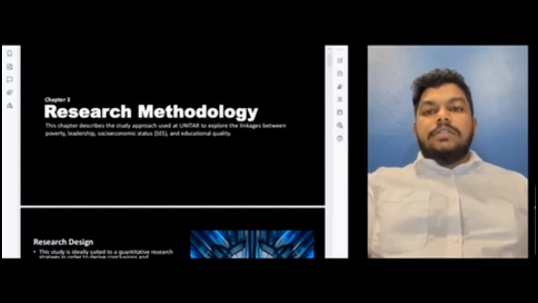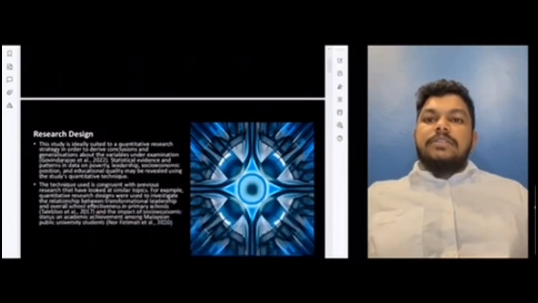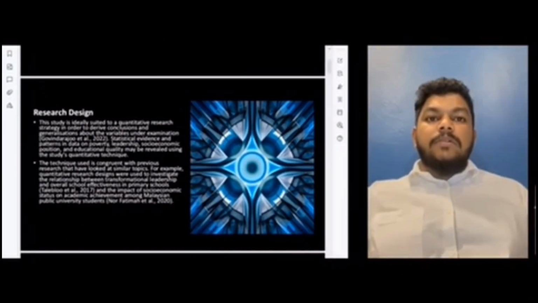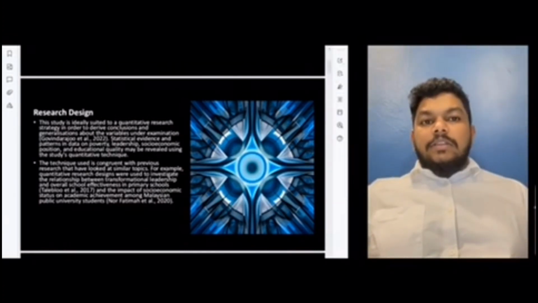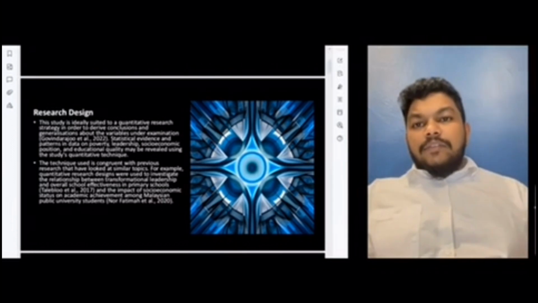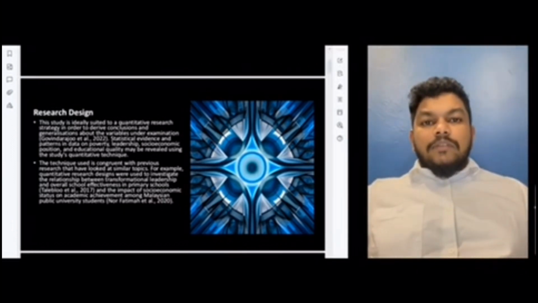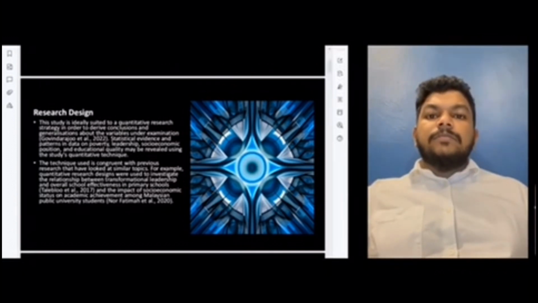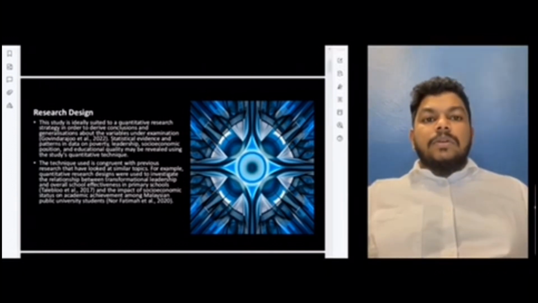Research design. This study will use quantitative methodology to explore the connection between economic hardship, political leadership, social class, and UNITAR's effectiveness in Malaysia. To draw inference and generalization regarding the variables under consideration, this study is best suited to a quantitative research design. Govindaraju et al., 2022.